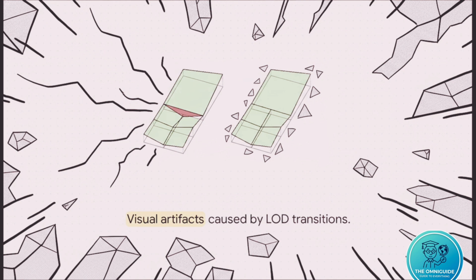If you're a gamer, you've absolutely seen this. The ground suddenly popping as new textures load in, or literal holes and cracks forming where the different detail levels just awkwardly stitch together. Engineers call these T-junctions, and man, they just completely break the illusion of reality.